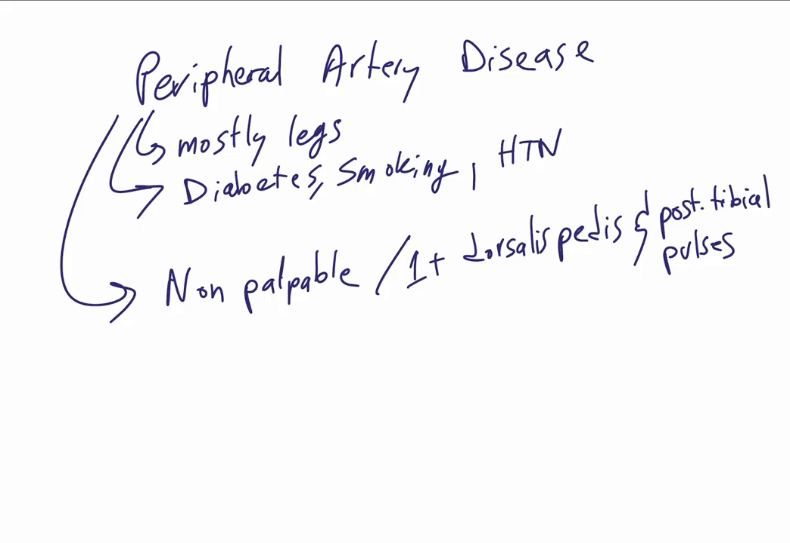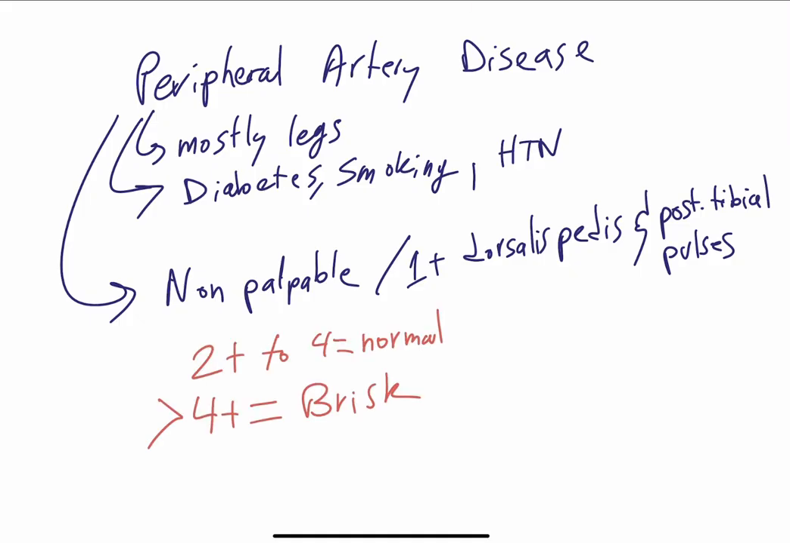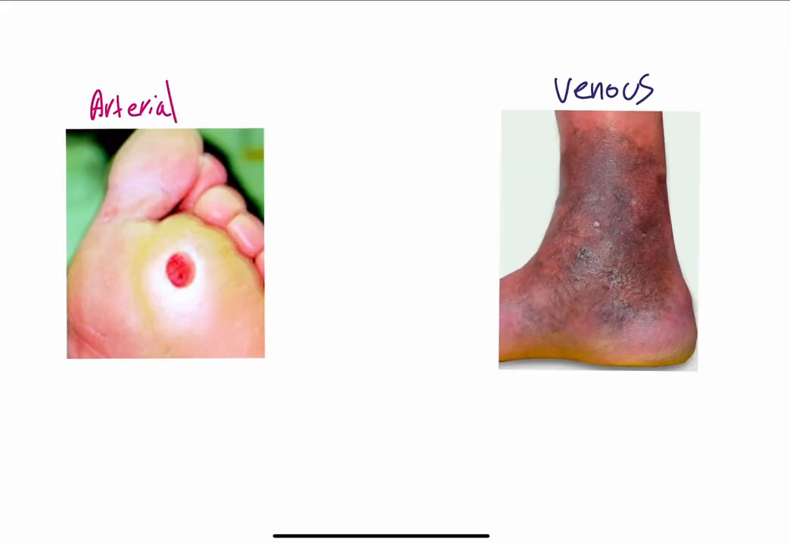So you'll often be told that patients have non-palpable or 1+ dorsalis pedis or posterior tibial pulses. For reference, 2+ to 4+ pulses are normal. 4+ is brisk, but still considered normal. Don't overthink this. Diminished peripheral pulses are a hallmark of peripheral arterial disease.